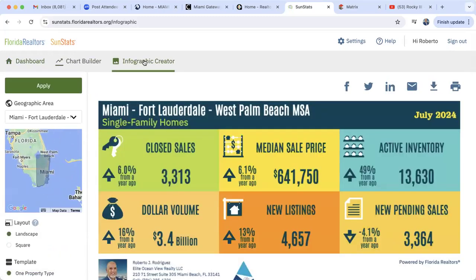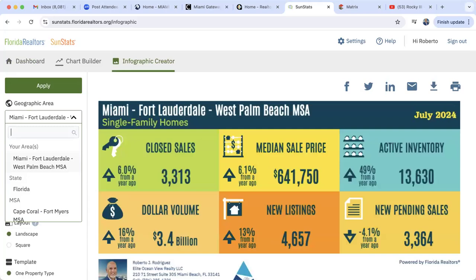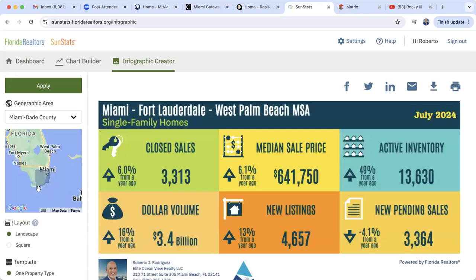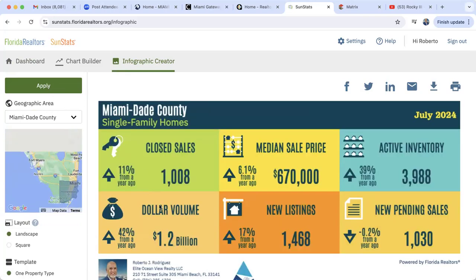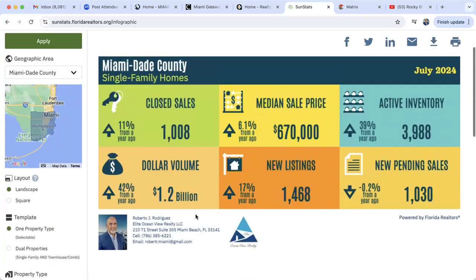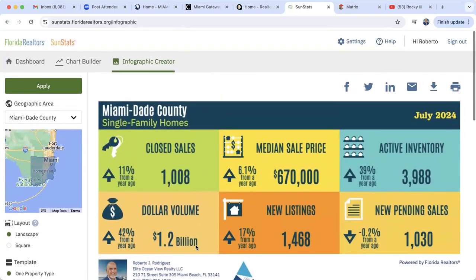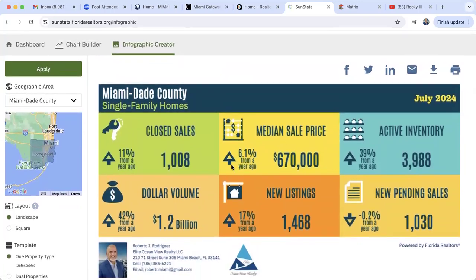So if I go to infographic creator and we run the Miami area, let's just do Miami, not Miami, Palm Beach, and Broward. Let's just do the Miami-Dade County area. So here we have all of Miami-Dade County. We're going to click apply and let's take a look. Here's an infographic that contains my picture, contains our logo, contains my contact information. And here is a quick infographic that I can now right click, save to my computer, and I can use it for my marketing on social media, for my content, close sales, dollar volume, median sales price, new listings.